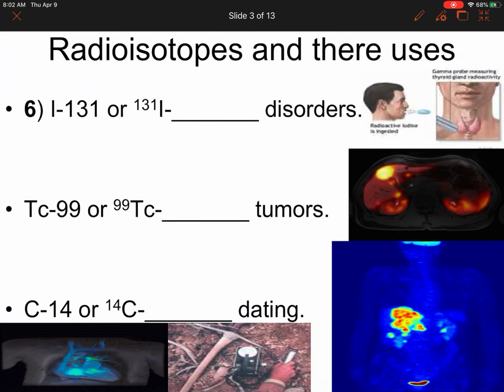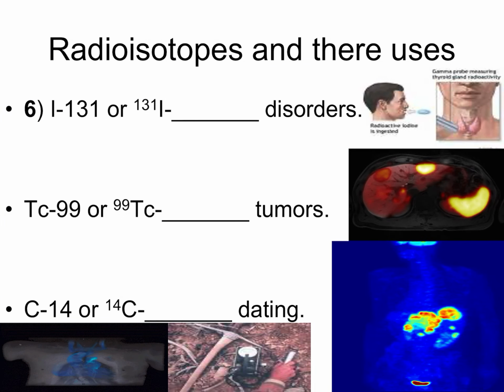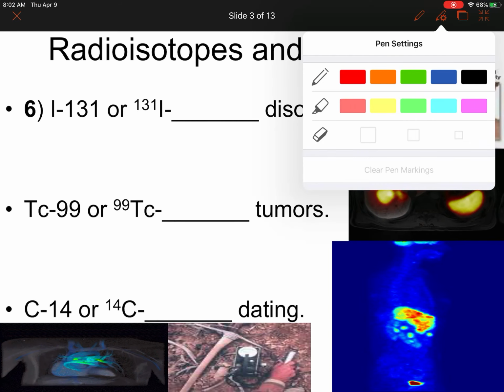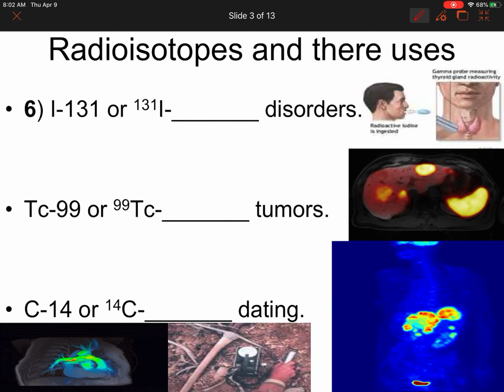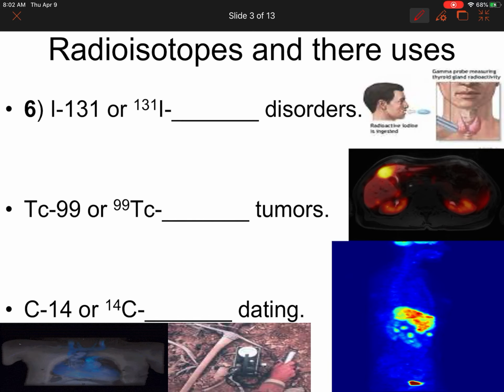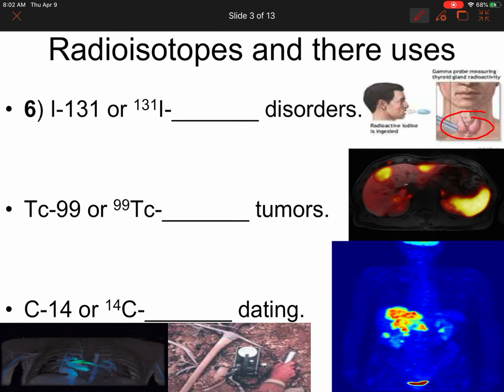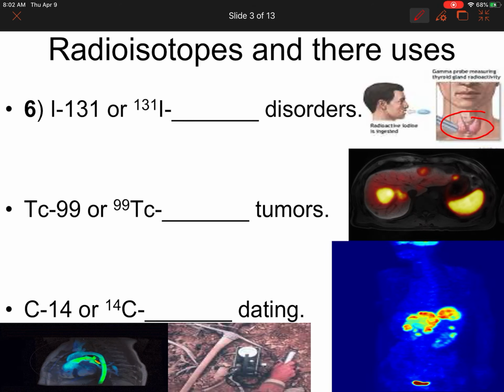Radioisotopes and their uses. All right, guys, so this is something you just have to memorize. Iodine 131. Well, guys, here is your thyroid. Your thyroid is what regulates basically your metabolism.